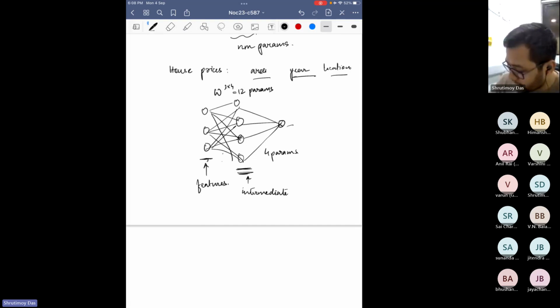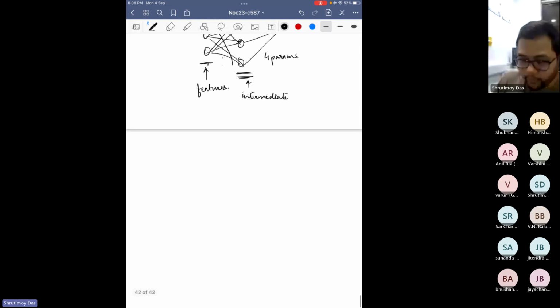So basically your neural network is given some features, and it is learning some intermediate features to get to the output. Like in kernels, if you remember kernels, we are in some lower dimensional space.